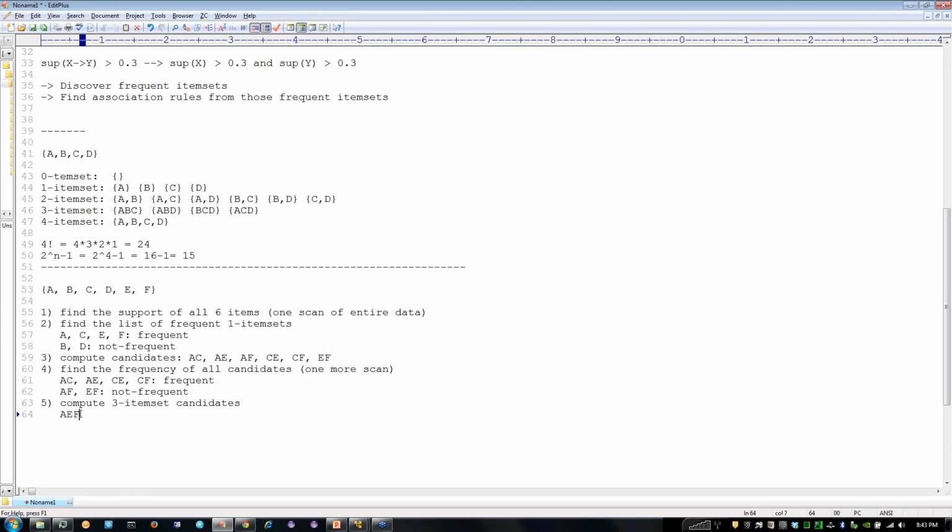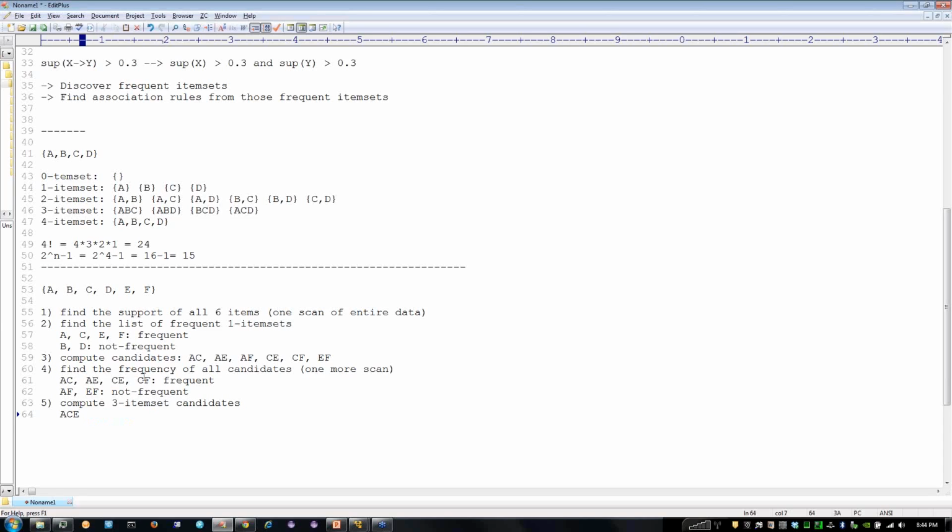Similarly, AEF, do I need to evaluate that? No, absolutely not. How about ACE? This would be yes, because it is a candidate. What are all the subsets in there? AC, AE, CE. And if you see, all those 3 are frequent. Since all of them are frequent, it is a candidate. Okay, so that means I just have a single candidate that needs to be evaluated.